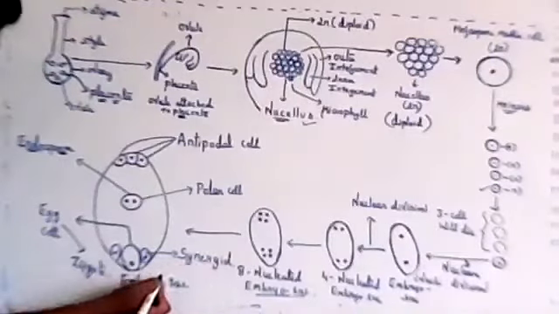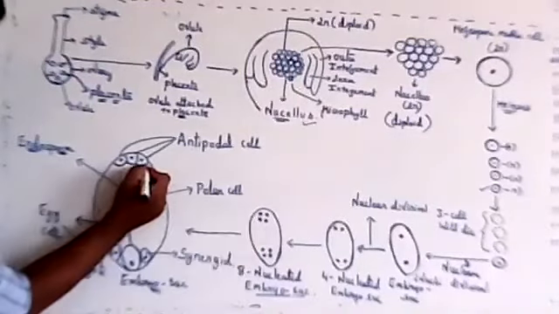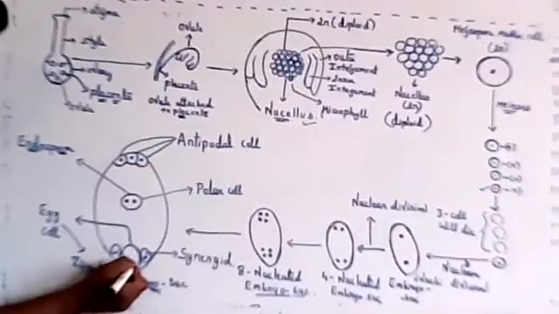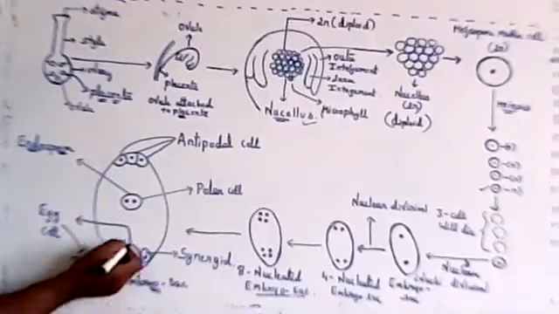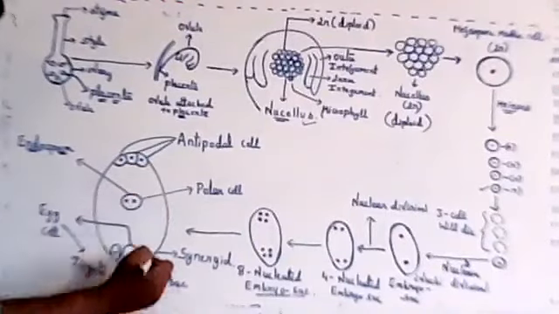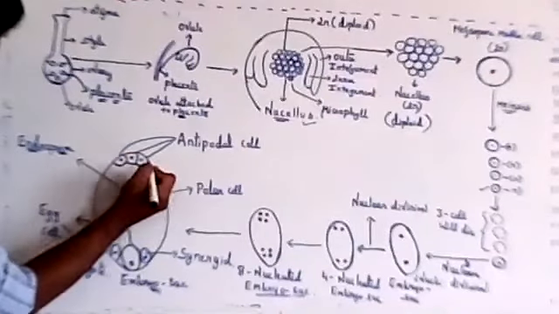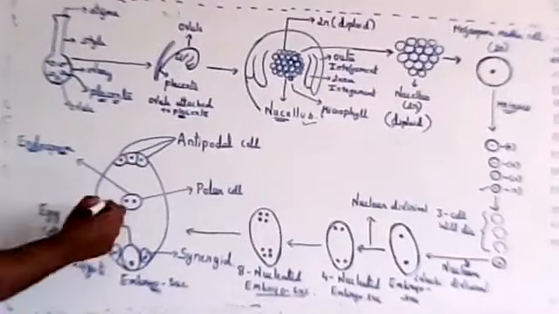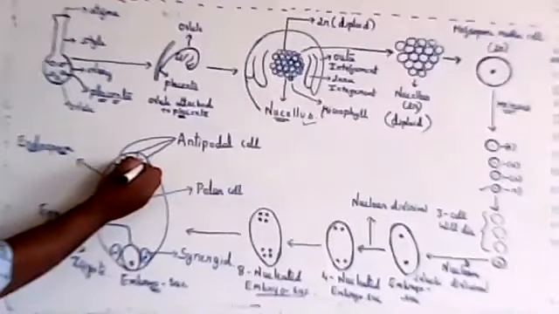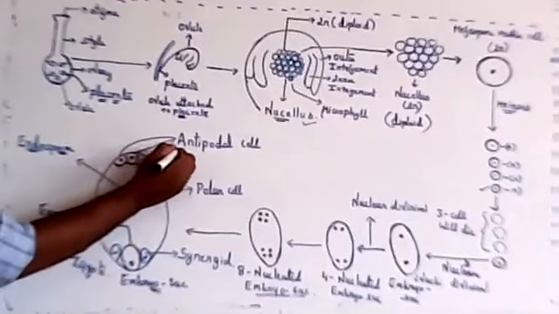The next step is arrangement of these nuclei. 3 nuclei will migrate to the top, 3 nuclei will migrate to the bottom, and in the center there will be 2 nuclei. For the nuclei which have migrated to the top, the next step is formation of the cell wall. So the cell wall will be laid down.